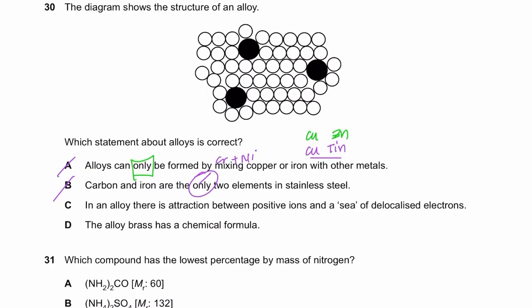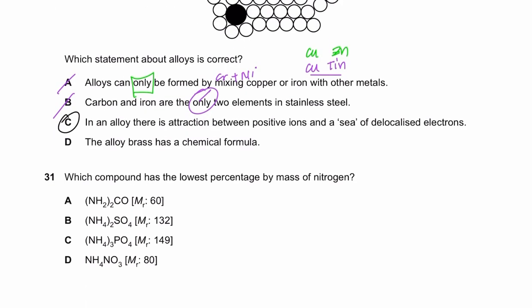Because alloys have those metals, a mixture of metals and any other elements with it. So since it's a mixture, the metal would have the metallic properties that it does, right? So C is the right option, although it'll be weaker compared to a pure metal, but they'll still be there. The alloy brass has a chemical formula.